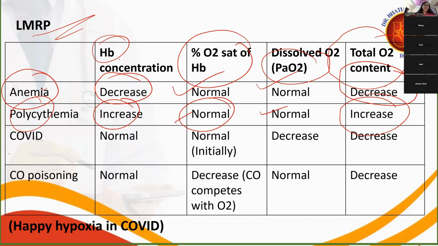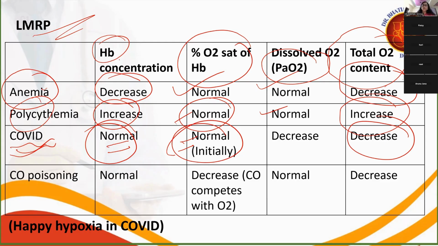So what happens in COVID? What was challenging in COVID was the hemoglobin concentration was normal, but still there was tissue hypoxia. Why? Because in the initial phase, whatever hemoglobin was present was saturated. So initially saturation was normal, but the dissolved oxygen in the blood was reduced. So the partial pressure of oxygen had reduced. So there was decreased dissolved oxygen, causing tissue hypoxia.